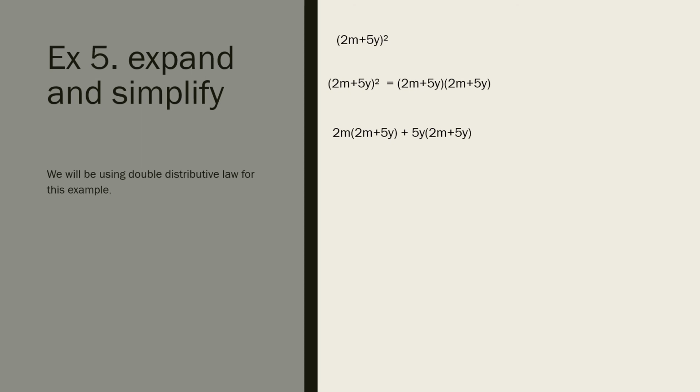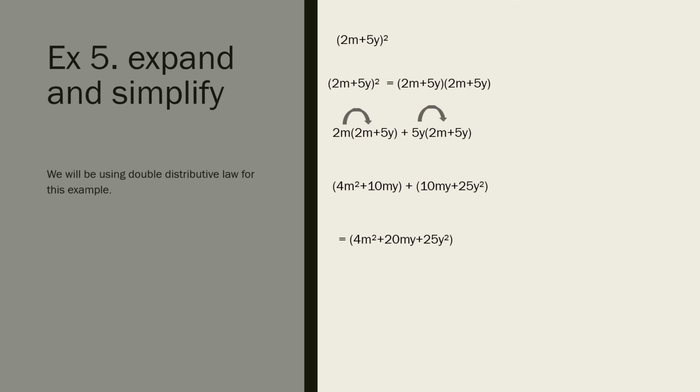2m times 2m equals 4m squared. 2m times 5y equals 10my. Then 5y times 2m equals 10my. And finally, 5y times 5y equals 25y squared. This leaves us with an answer of 4m squared plus 10my plus 10my plus 25y squared. Now we combine like terms. In this case, we can combine the two 10my's, leaving our final equation as 4m squared plus 20my plus 25y squared.